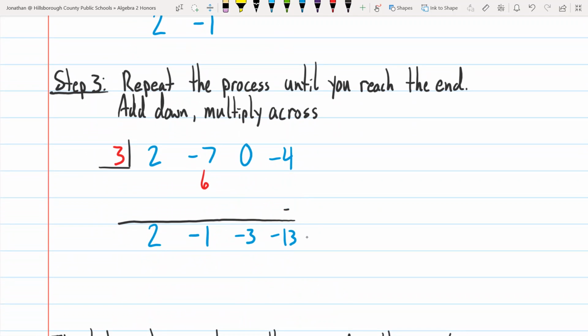So let me erase this. So we drop this down. When we bring the new number up, we multiply by our 3, drop down and add it all together. Multiply again by the 3 in the box, add down, and we get our negative 13. And these numbers should look familiar because they're the same ones we had in our example. So it's a crisscross pattern. To create the numbers here, we multiply by the number in the box with the number underneath. And then to create our new numbers underneath, we add down.